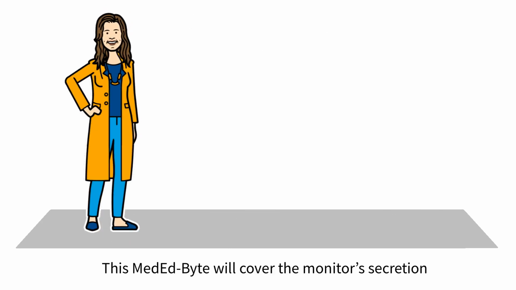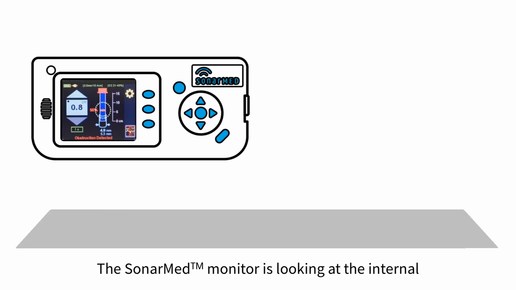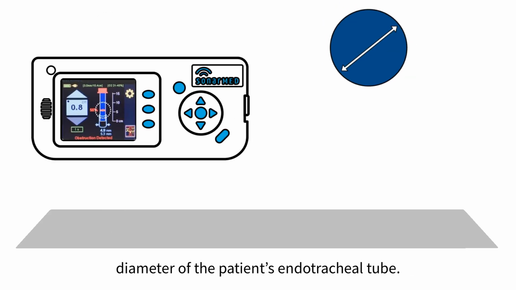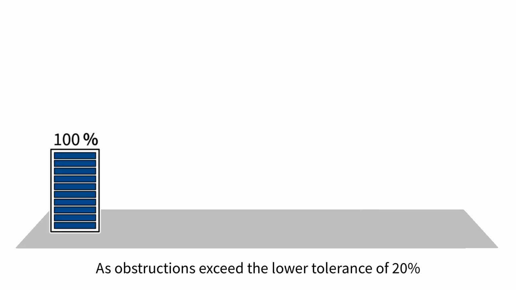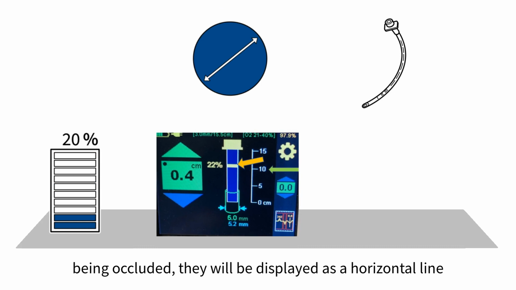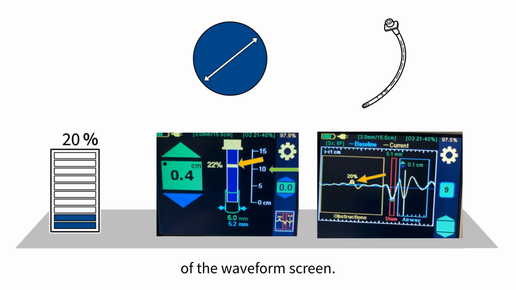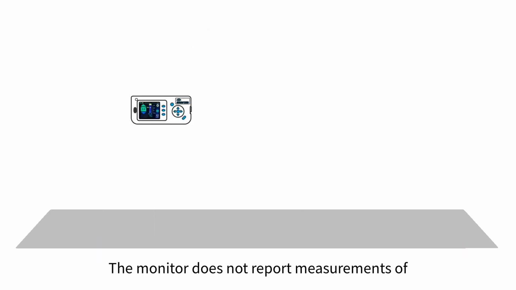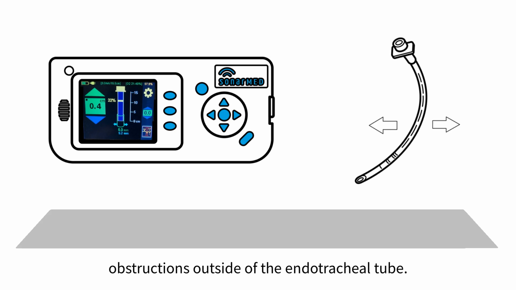This MedEd Byte will cover the monitor's secretion locator function, which is where we can now see obstruction location and severity. The SonarMed monitor is looking at the internal diameter of the patient's endotracheal tube. As obstructions exceed the lower tolerance of 20% of the inner diameter of the endotracheal tube being occluded, they will be displayed as a horizontal line in the endotracheal tube icon on the main screen, or as an echo in the endotracheal tube section of the waveform screen. The monitor does not report measurements of obstructions outside of the endotracheal tube.